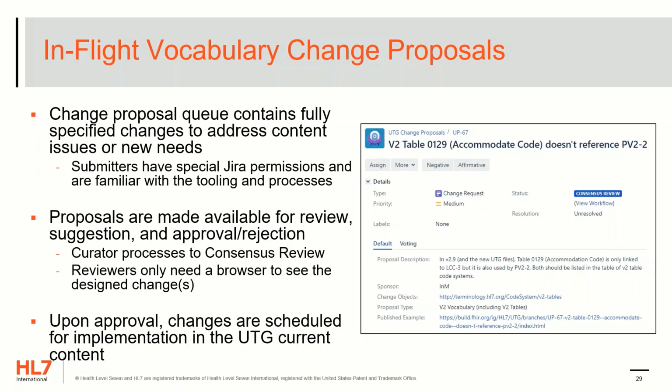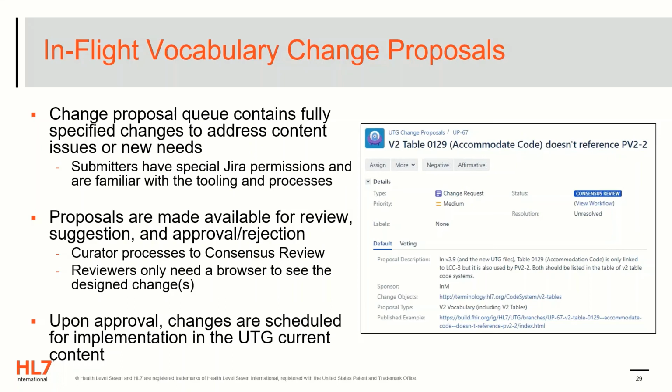The terminology curator is responsible for checking the proposals for any critical issues. If none are found, the Terminology Curator will create the vocabulary changes included by the submitter as browsable web pages in the context of the rest of the HL7 terminology and push the ticket into consensus review. These proposals include one-to-many fully specified and designed changes that were drafted by a submitter who has special Jira permissions that allow them to submit vocabulary change proposals. Submitters are familiar with the tooling and processes required to perform these activities.